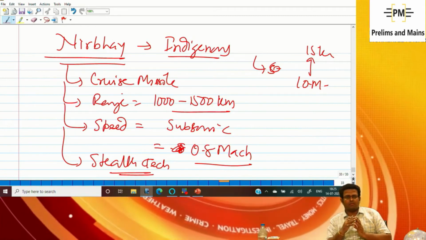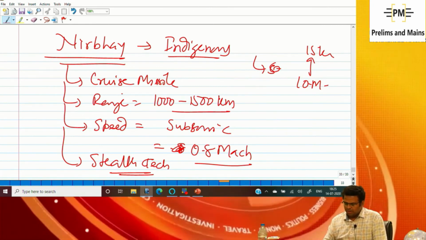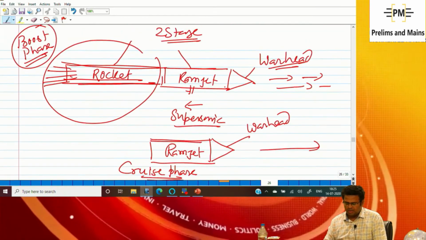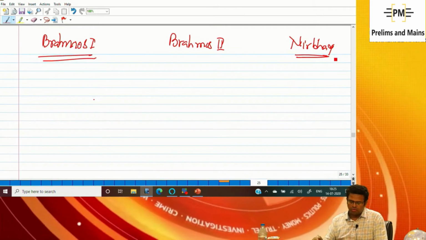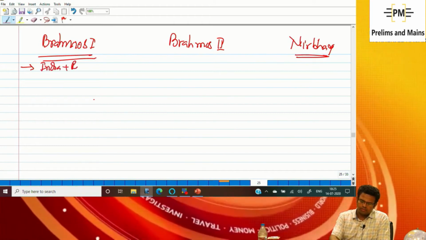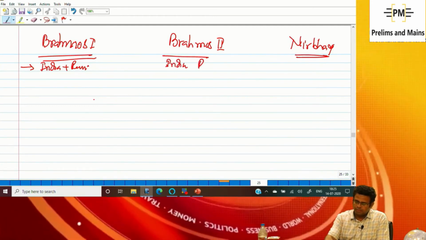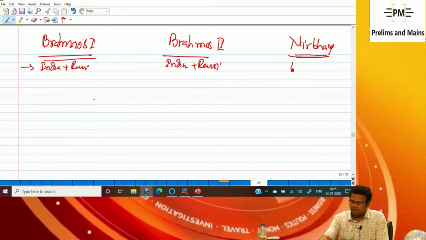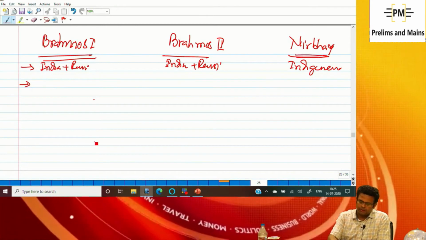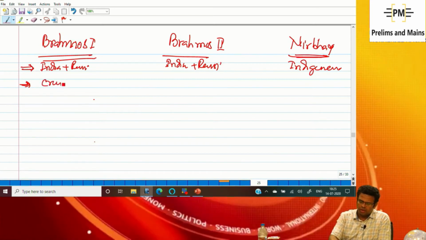So the cruise missiles India has are BrahMos 1, BrahMos 2, and another, Nirbhay. Perhaps it is clear to all of you what BrahMos 1 is. It is a rocket, ramjet, always two stage. BrahMos 1 is India and Russia, BrahMos 2 is India and Russia, but Nirbhay is indigenous, and here all are cruise missiles.